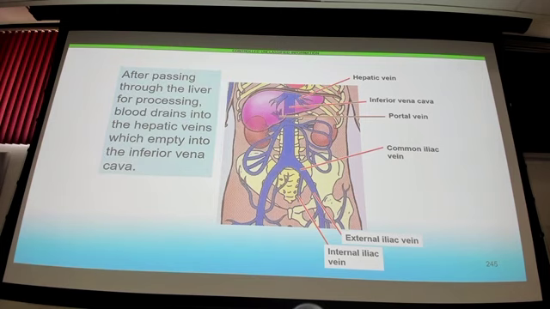The rest of that you've already done in A&P I. So what happens after that? That means you have to have it leave the liver. After it's been processed, it drains out. It's going to go through the hepatic veins back into the inferior vena cava.